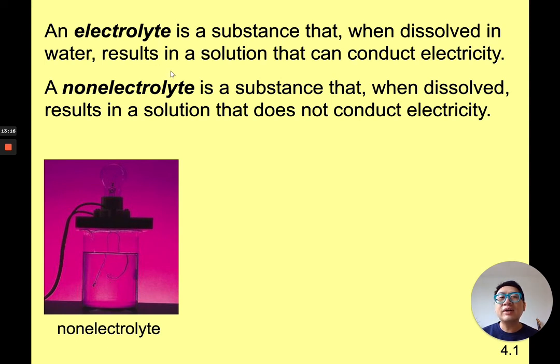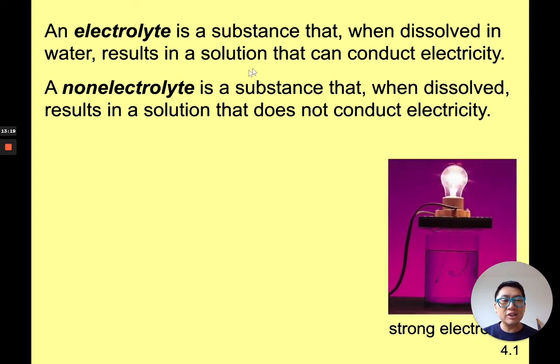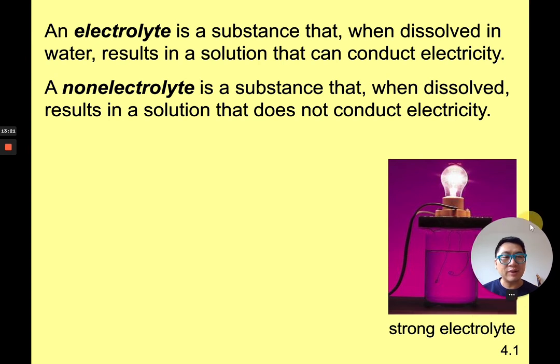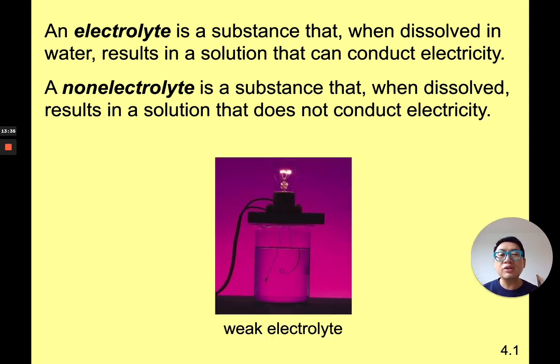An electrolyte, however, does conduct electricity. So a strong electrolyte is something that, when you put it in water and it's plugged in, will conduct electricity. Salt is an example of a strong electrolyte. There are also weak electrolytes, in between, where it kind of conducts electricity. Okay, we'll get to what types of substances are strong electrolytes, what types are weak electrolytes, and what kinds of substances are non-electrolytes in the next slide.